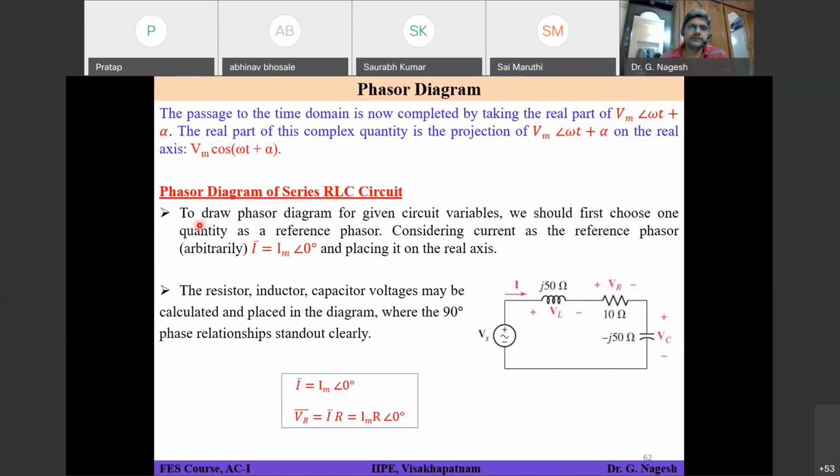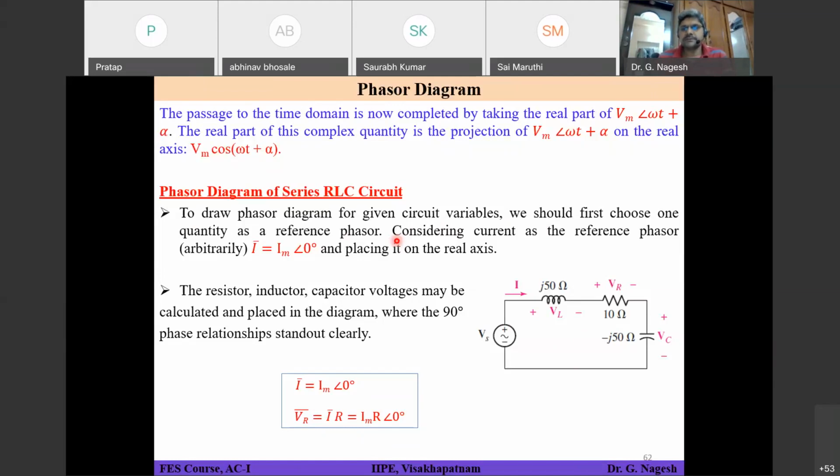Okay. So to draw the phasor diagram for the given circuit variables, we should first choose one quantity as a reference phasor. Always when you are drawing the phasor diagram for any circuit, there should be one reference quantity. It could be a voltage or it could be a current, it is your choice. But one reference should be there. So with respect to that reference, we will calculate different parameters, voltages and currents. You will get the phasor values, and accordingly you will draw the phasor diagram.